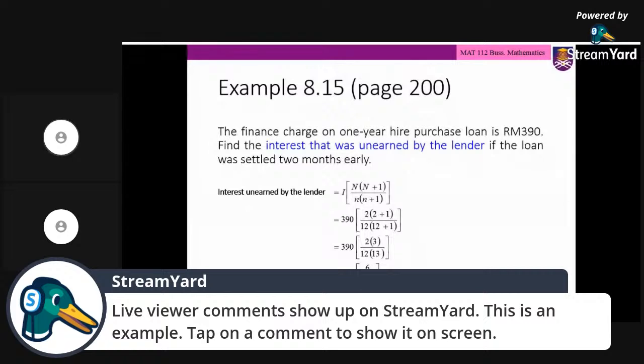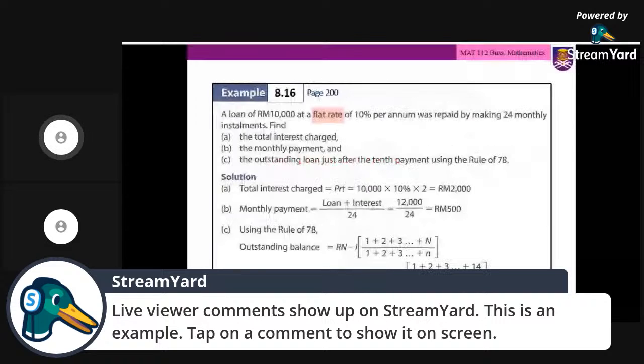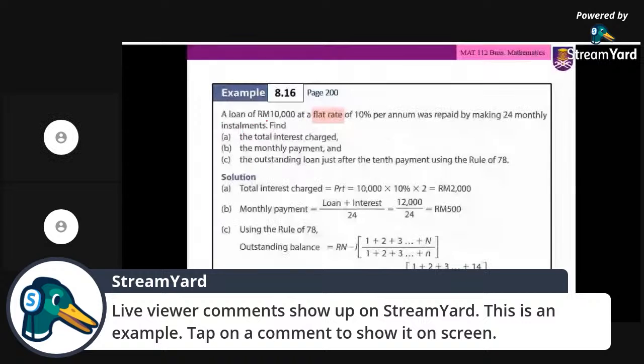So this one is also the same as the previous one. I want to show you an example. We have a loan of 10,000 at a flat rate of 10% per annum, repaid by 24 monthly installments. Find the total interest charge. This is also an installment purchase. Whether you take a loan or buy goods, we call it all installment purchase. So this example shows an installment loan.